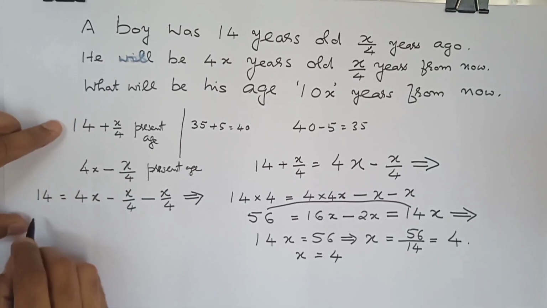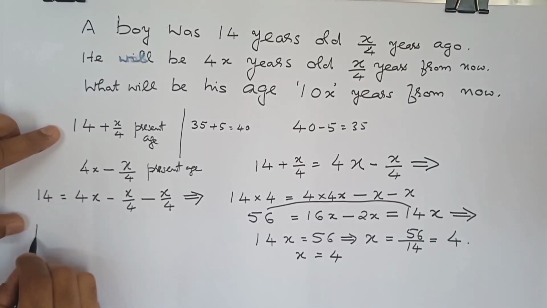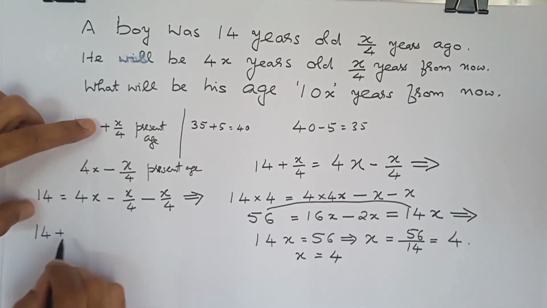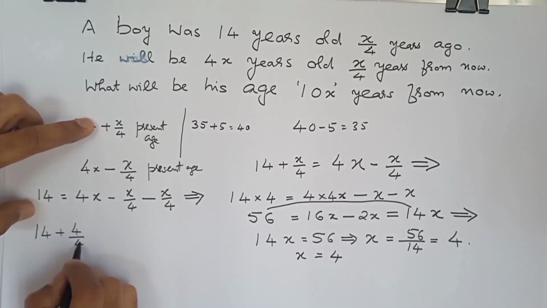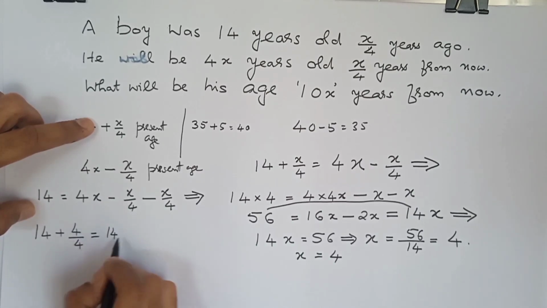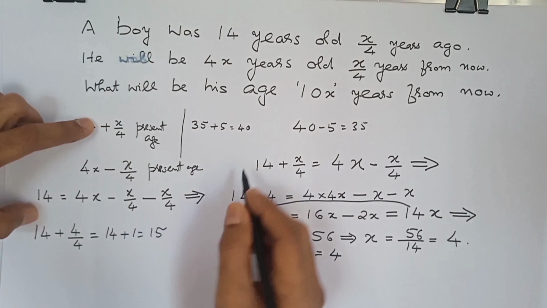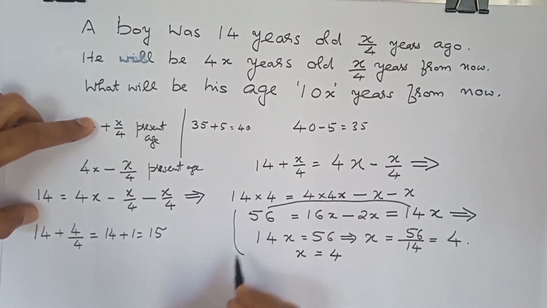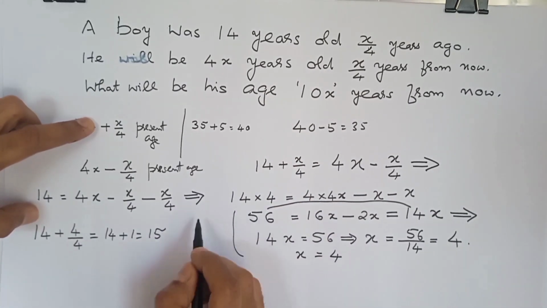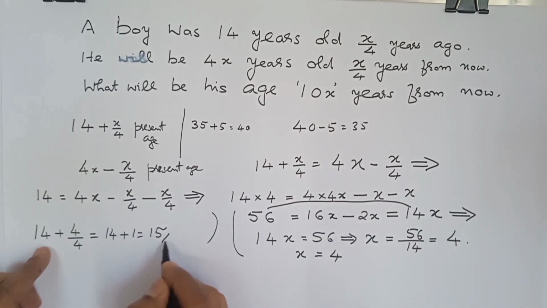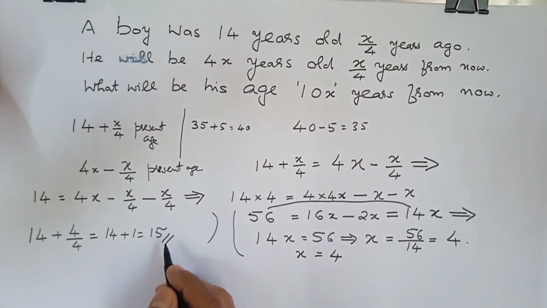Okay, let's substitute here. 14 plus x by 4, where x is equal to 4. So 4 by 4 is 1, and 14 plus 1 is 15. Don't confuse it with this part. This is separate. So what is this actually? That is the boy's present age.